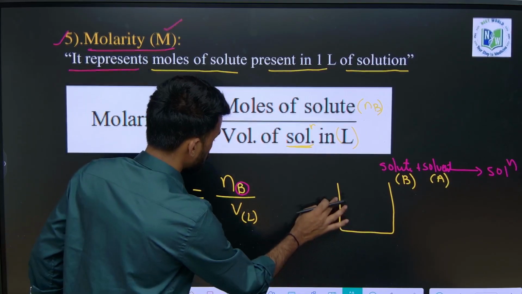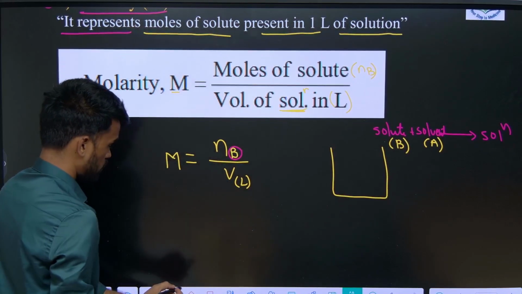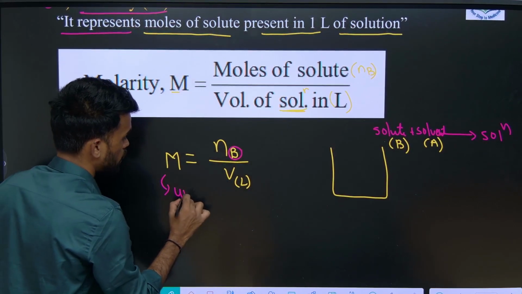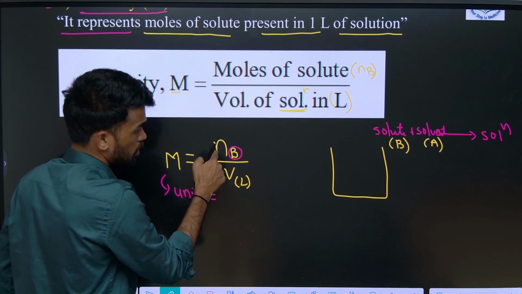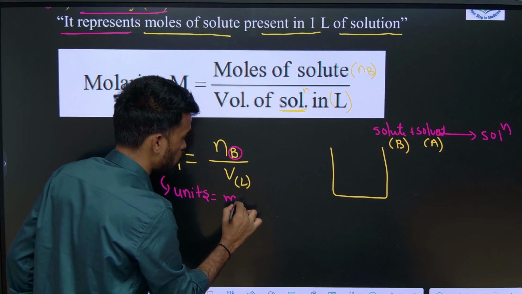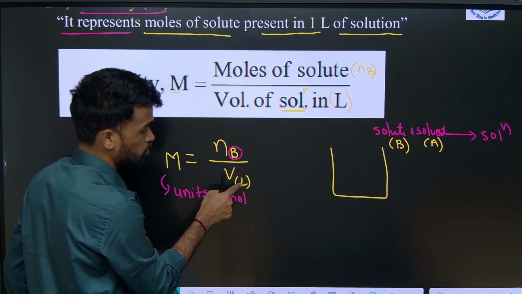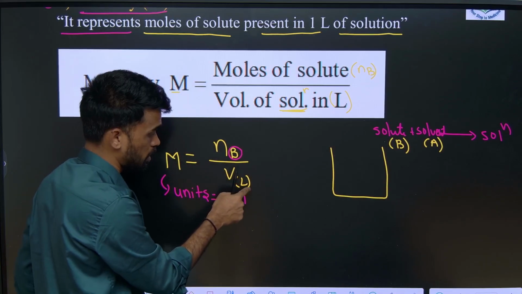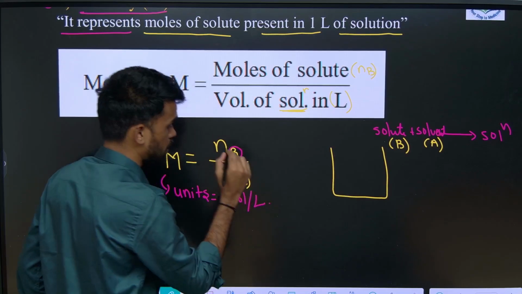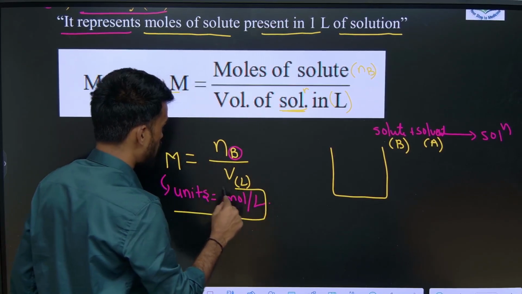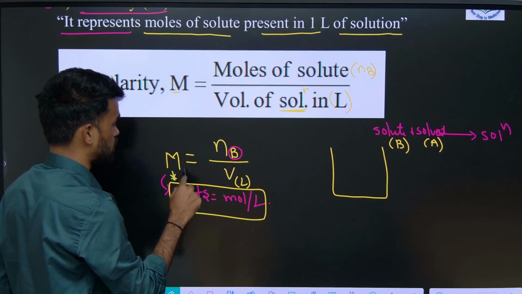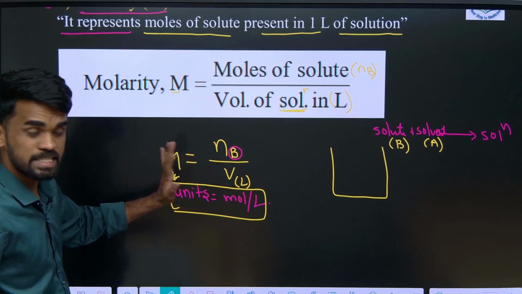Now, what is the unit for molarity? The unit for number of moles is mole, per volume, and we need to express volume in liters. So mole per liter. This is the unit for molarity. You should not forget this. Okay, I hope this basic idea is clear.